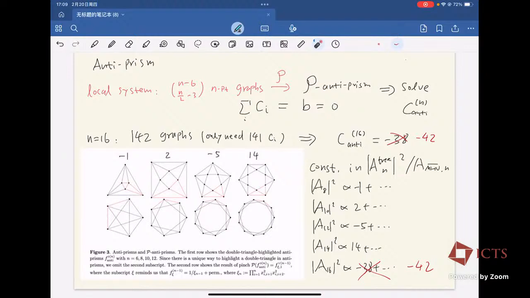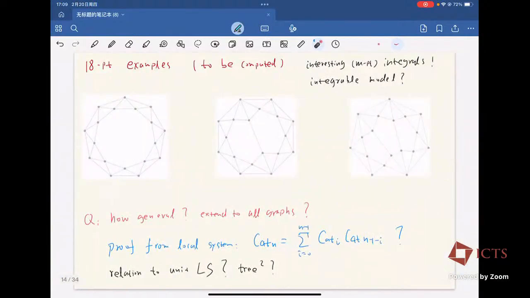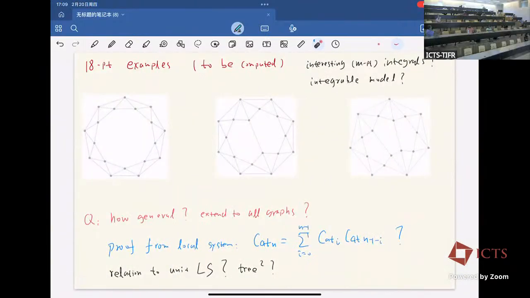Yeah, I think that should be the easiest way to see, because you don't need any higher loop data. But so far, even the tree-level square is a difficult problem. Okay, more questions?